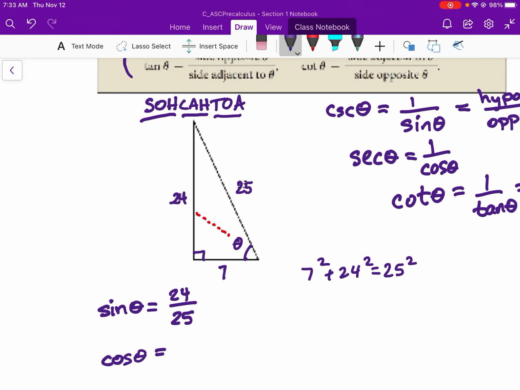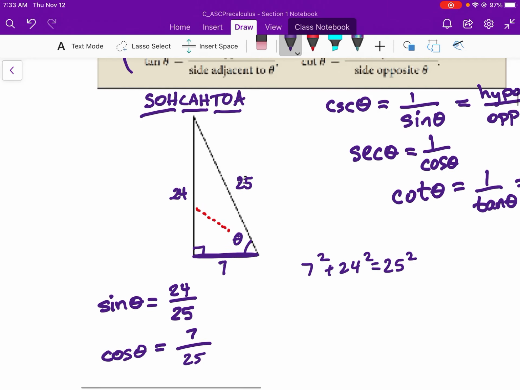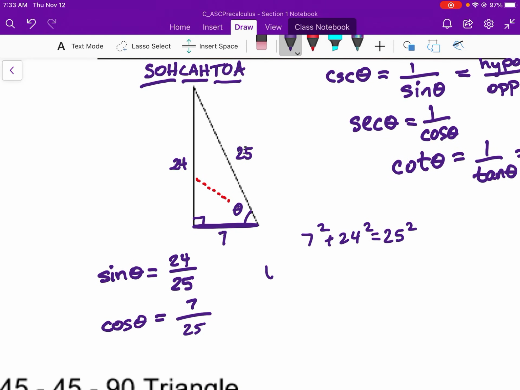Cosine is the adjacent over the hypotenuse, and the adjacent leg is the one that's right here. The adjacent side is the one right next to the theta. That's why we call it adjacent. So it's 7 over 25. Tangent of theta is opposite, which is 24, over adjacent, which is 7.